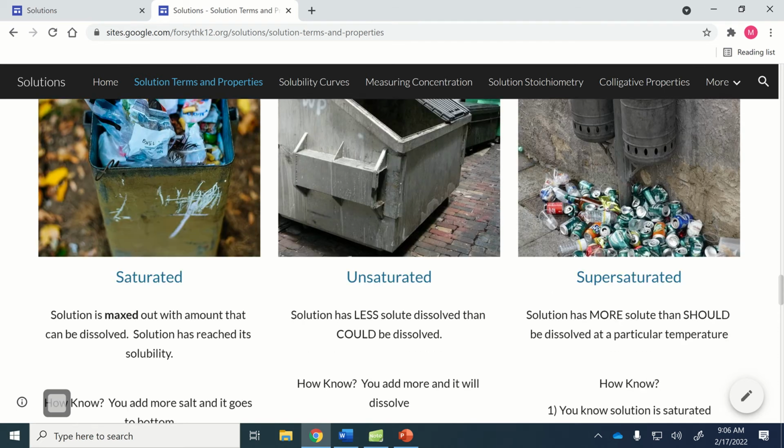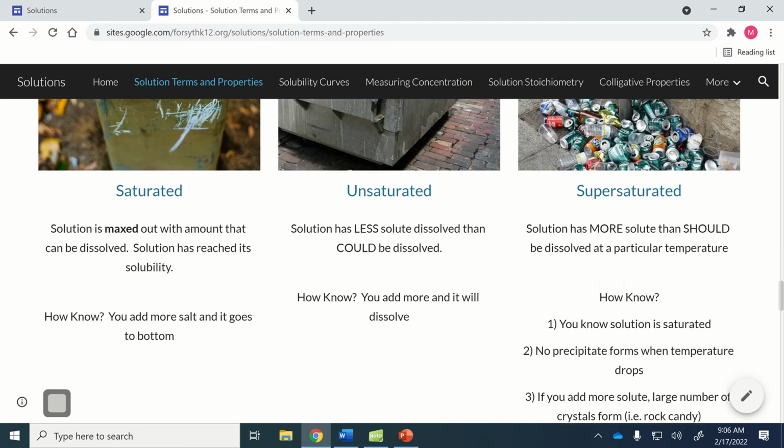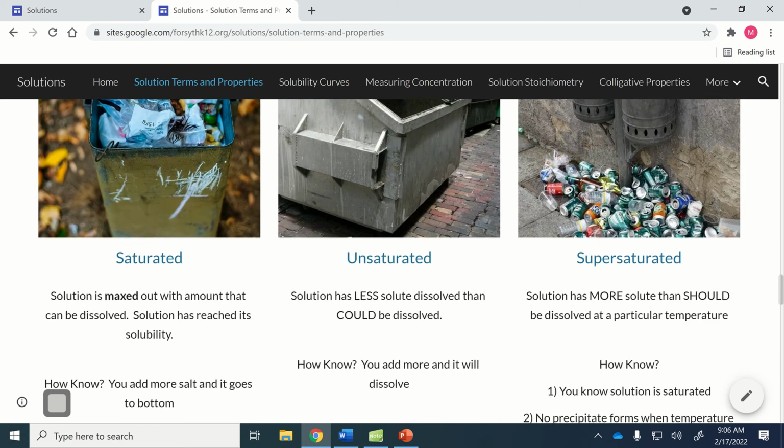Now, supersaturated is something that is not super common. Not me to say super. It's something that we can't just all of a sudden make easily. I think people sometimes think, oh, I could just keep adding more and now it's supersaturated. No. Supersaturated means that there's more solute than should be dissolved at a particular temperature. This is something that you can't just make. You can't just sit there and be like, let me add some more and hey, it's dissolved. No, that probably means it's still unsaturated or saturated.